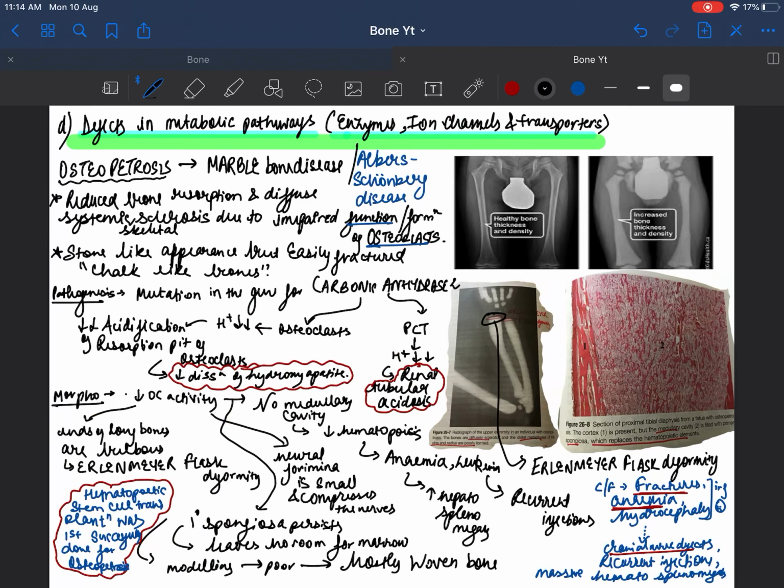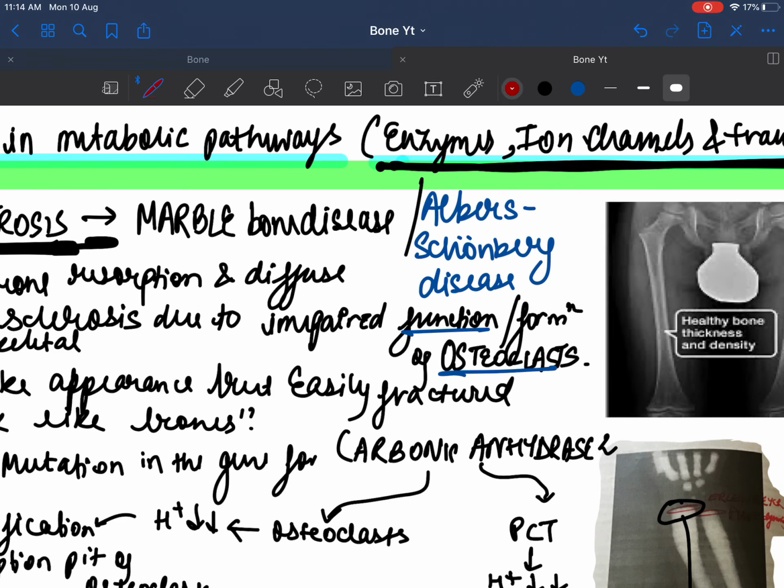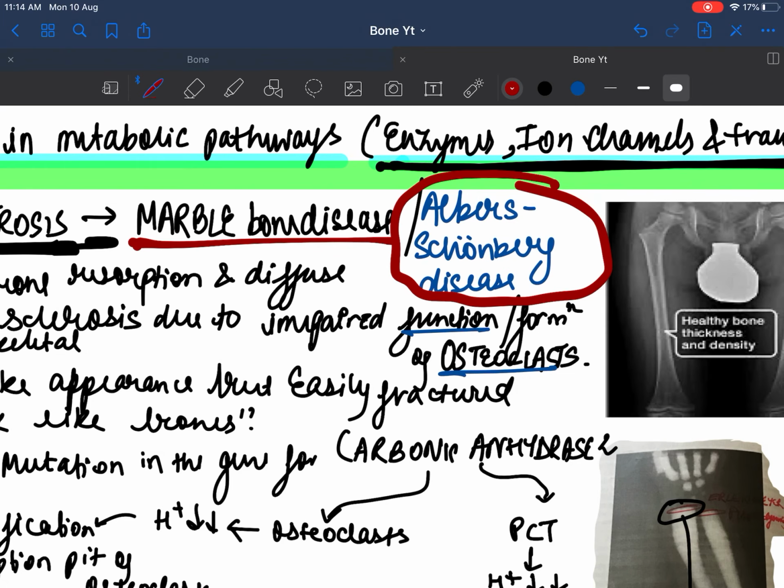There can now be defects in the metabolic pathways also, which involve different enzymes, ion channels, and transporters. So here we'll discuss osteopetrosis. We discussed osteopetrosis in the second type of diseases, which involve signal transduction proteins, but here we'll discuss it mainly under the metabolic pathways. So what is osteopetrosis? It is also known as, this is a keyword, marble bone disease. It appears hard like marble, but the bone is very brittle. There's also a characteristic name given to this disease: the Albers-Schonberg disease.